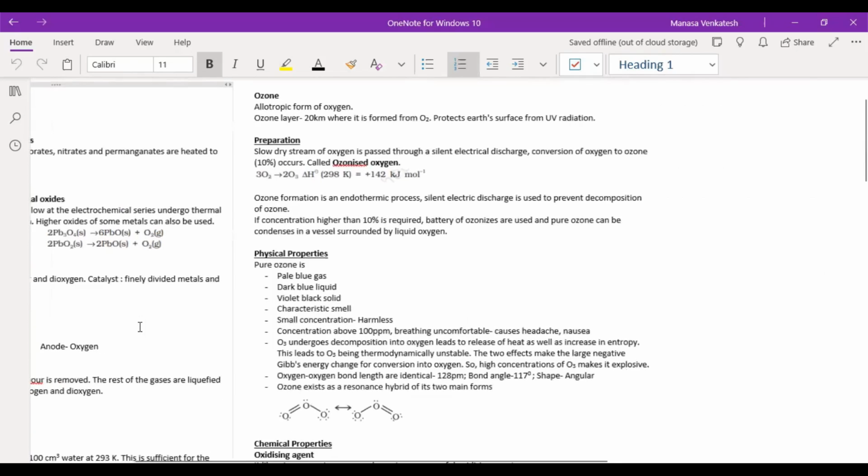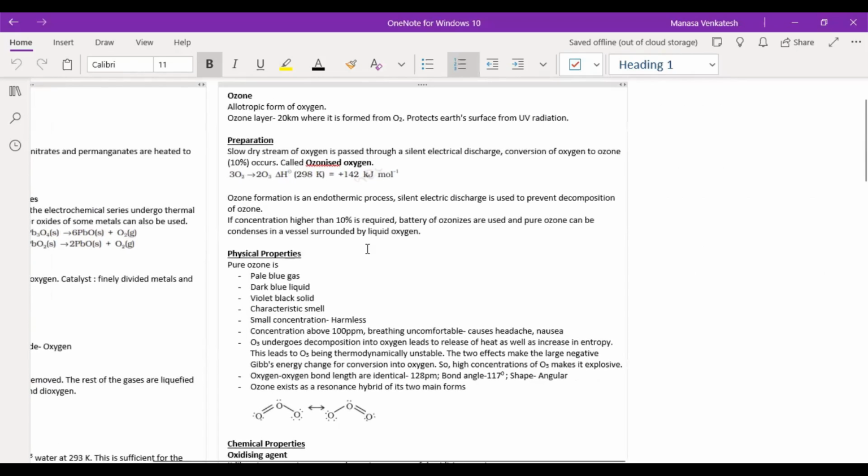Next is ozone. Ozone is an allotropic form of oxygen. O3 is the formula, right? And the ozone layer, as we all know, everybody is familiar with that. It protects us from the UV rays of the sun.